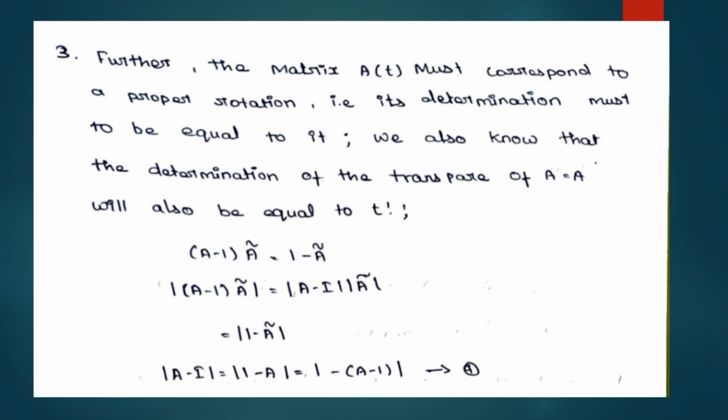We also know that the determinant of the transpose of A is equal to the determinant of A. Then A - 1 times A transpose is equal to 1 - A transpose. Modulus of A - 1 times A transpose is equal to modulus of A - I times modulus of A transpose. 1 - A transpose, modulus of A - I is equal to 1; modulus of 1 - A is equal to modulus of minus (A - 1). This is equation 9.